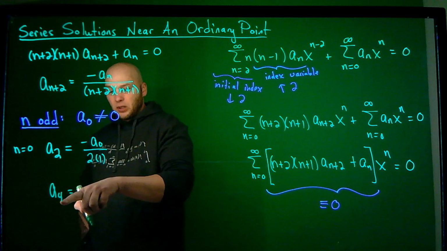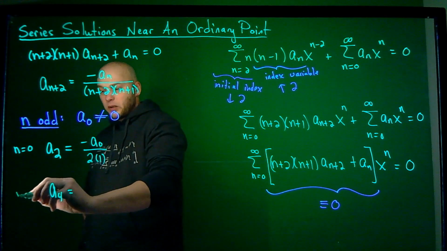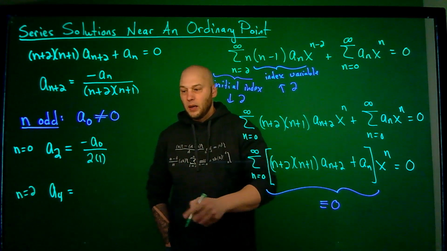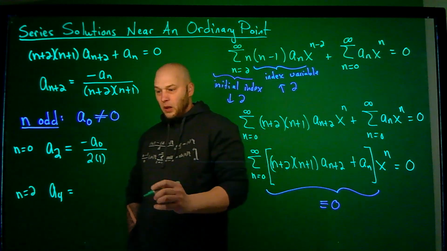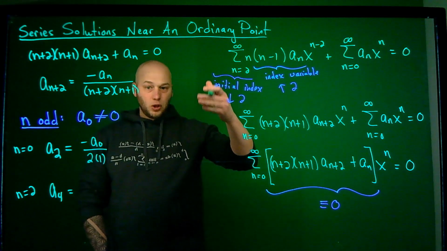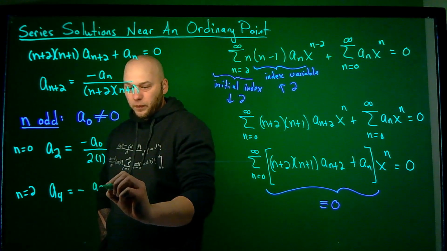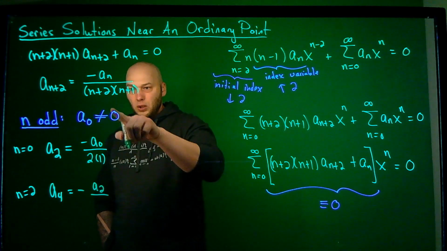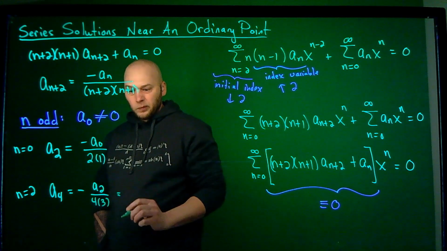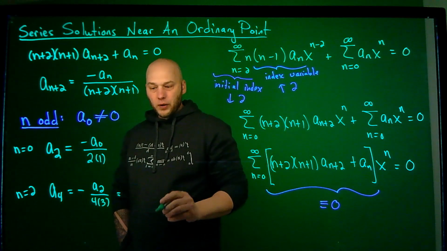All right, once I have A2, we can now come up with, say, A4. If I match the subscript here with the subscript in the recursion relation, notice that this means that n would be equal to 2, because 4 would be n plus 2. And that should make sense, because in order to get A4, I have to use the term that's 2 previous, which would, of course, be A2. And I get negative A2 over, well, if n is 2, that'd be 4 times 3.